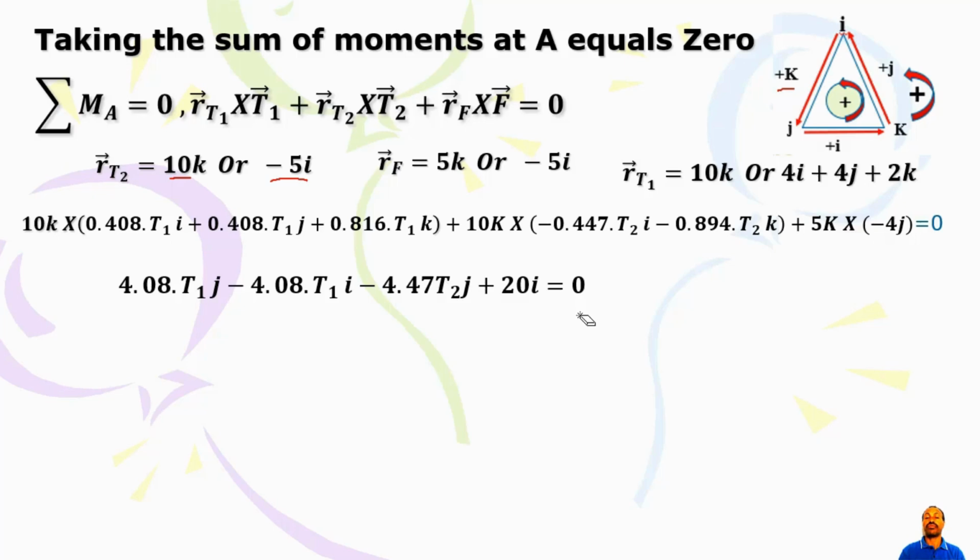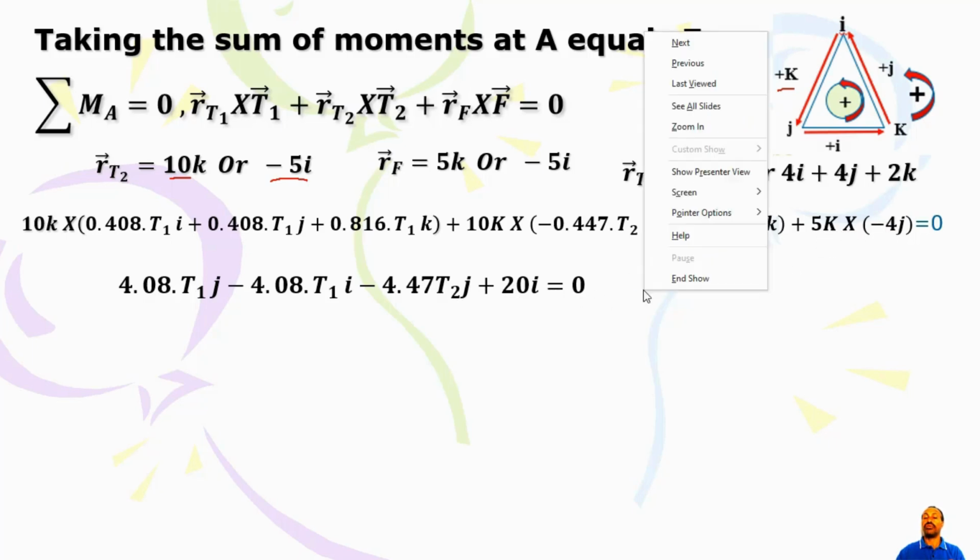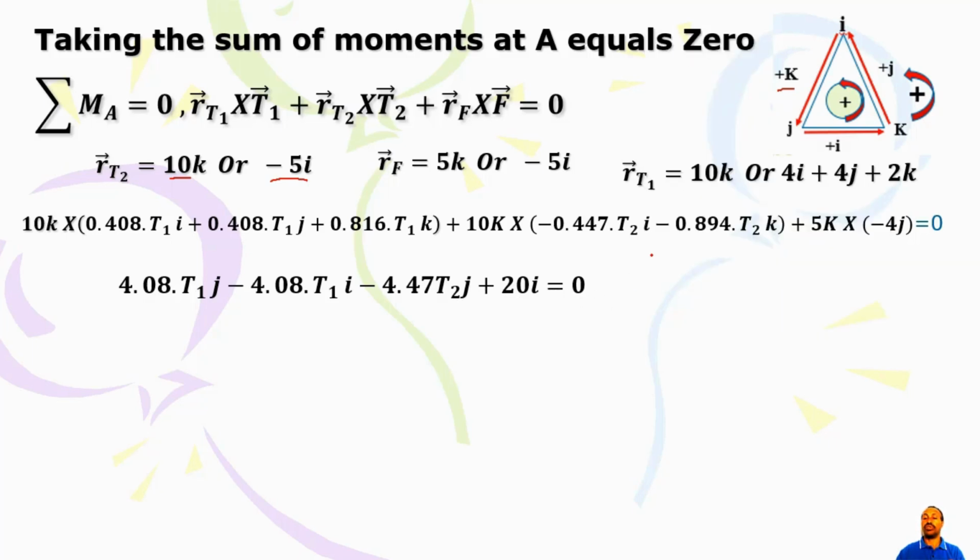Then finally, again, you just multiply here similarly, 10K cross this. So K cross I, positive J, you put positive J, but you have negative here, you put negative. 10 cross K, K cross K will be 0. Then 5K cross J. So K cross J will be negative I. So negative times negative will be positive. 5 times 4 will be 20. So you have just arrived at this solution.